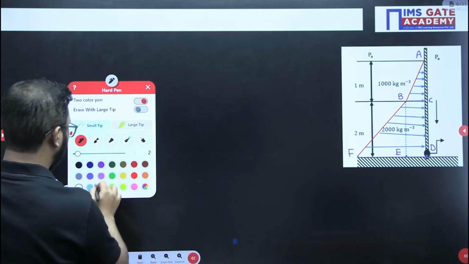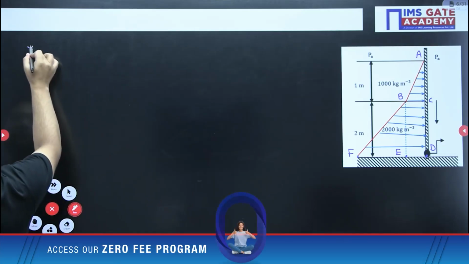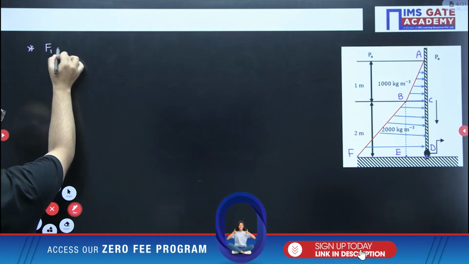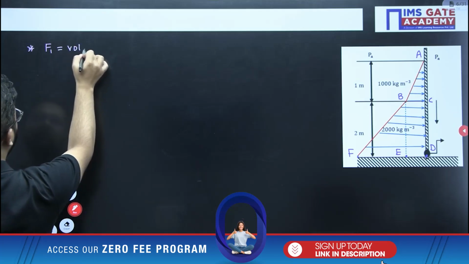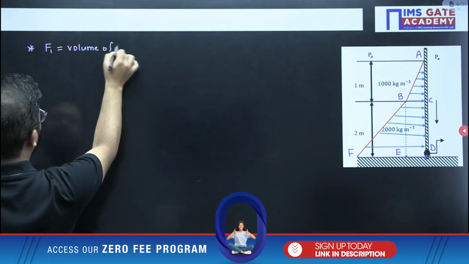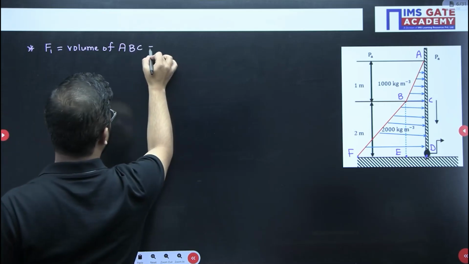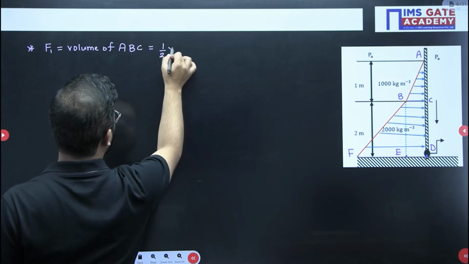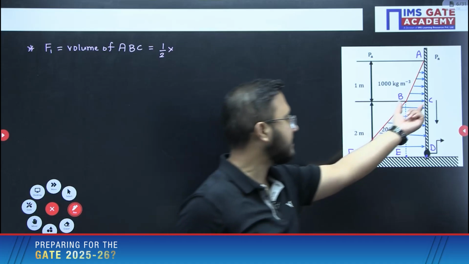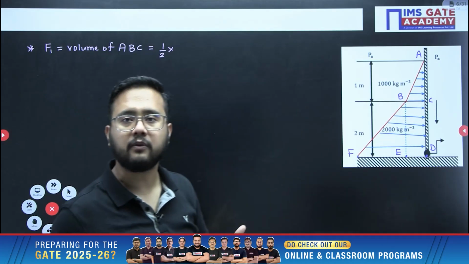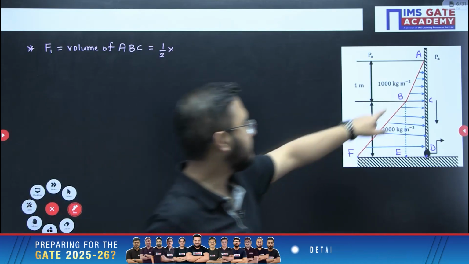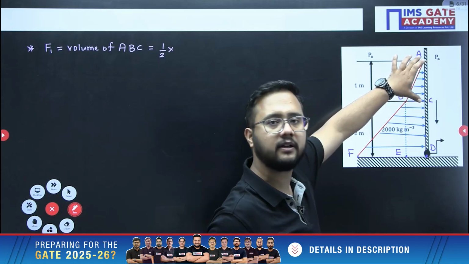Right. So one by one all the forces will be written. First of all, F1. F1 is nothing but the volume of ABC. Volume of ABC is nothing but half base into height. What is the base? Base will be this BC. Now BC calculation will be what? Rho g h. Density 1000, and h will be what? They have given us 1 meter only.